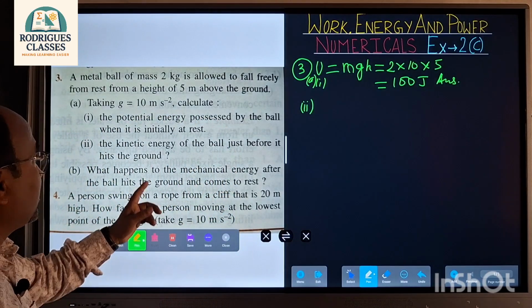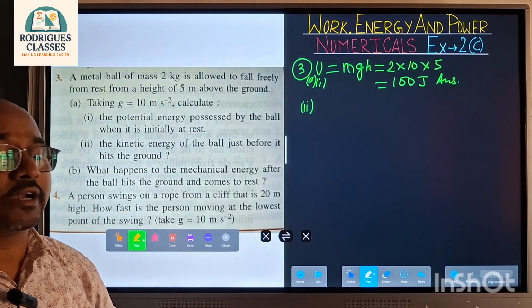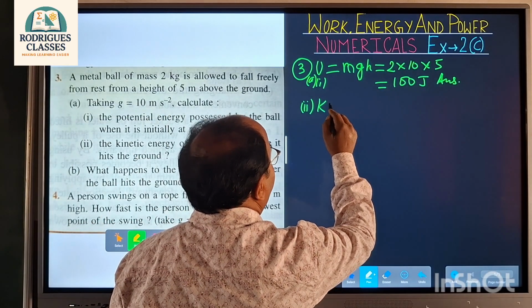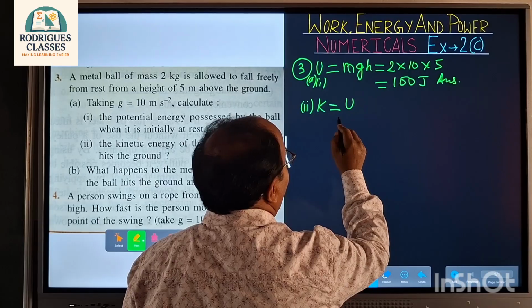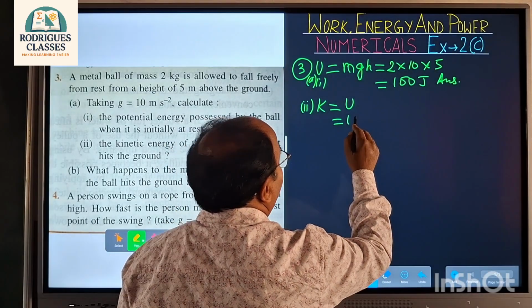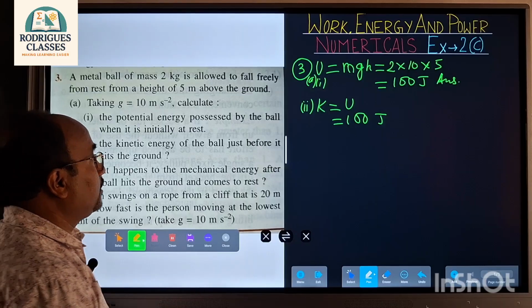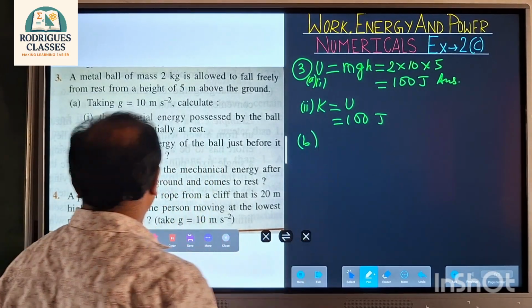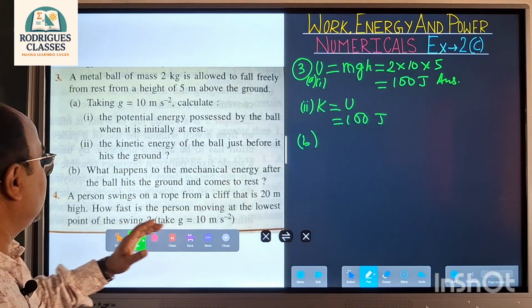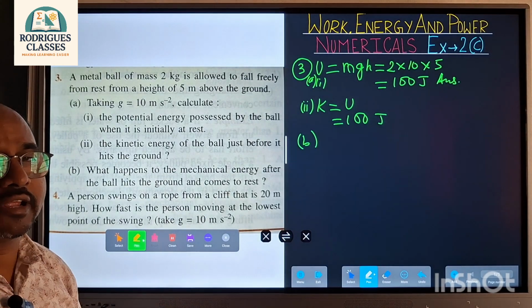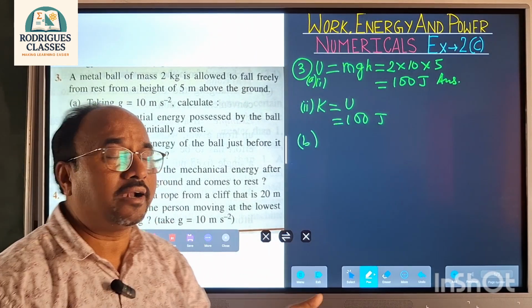Now the B part: the kinetic energy of the ball just before it hits the ground. So we will write here kinetic energy will be equal to the potential energy, and so the answer will come the same, 100 joule. Now the next part: what happens to the mechanical energy after the ball hits the ground and comes to rest? As I told, it will get converted to sound and heat energy.